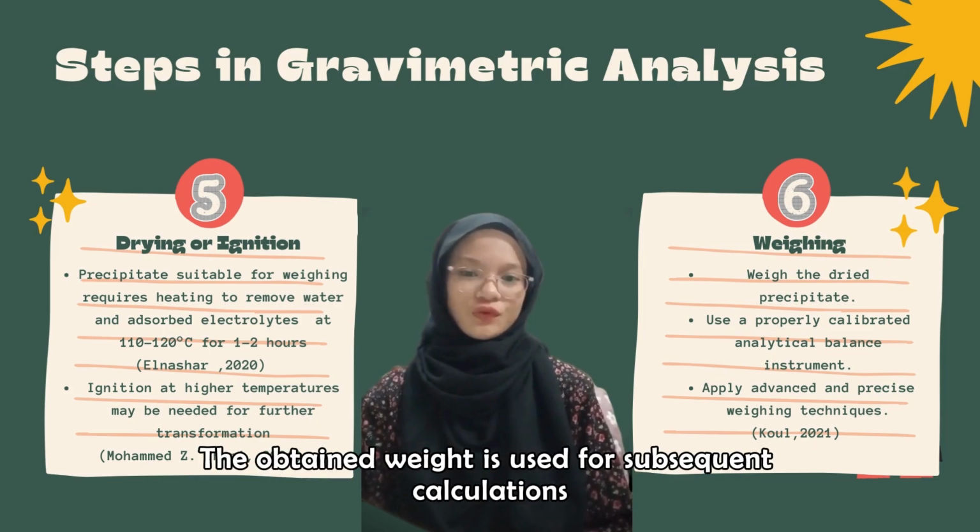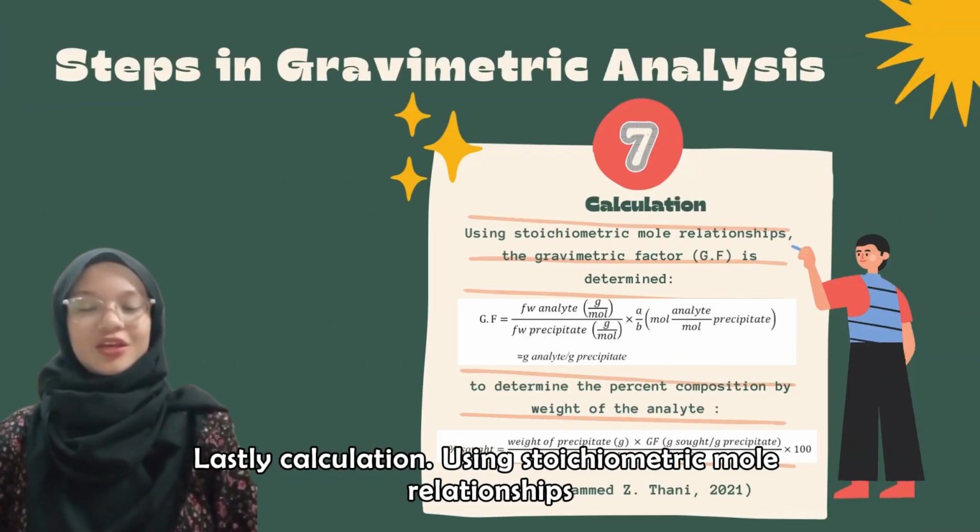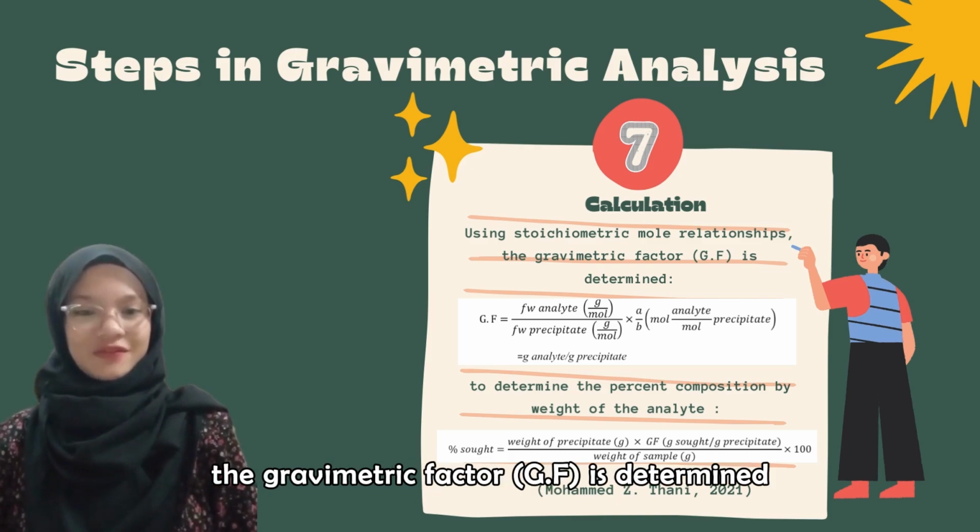The obtained weight is used for subsequent calculation related to analytes' amounts in the original sample. Lastly, calculation uses stoichiometric mole relationship. The gravimetric factor GF is determined.